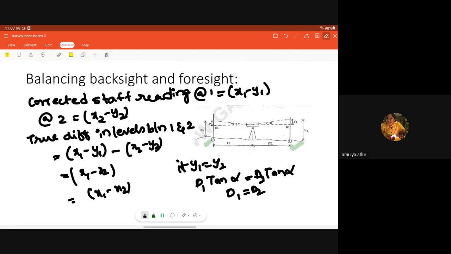How do we balance the backsight and foresight? To balance the backsight and foresight, and to eliminate the errors, we need to place the station location point at the center, right?